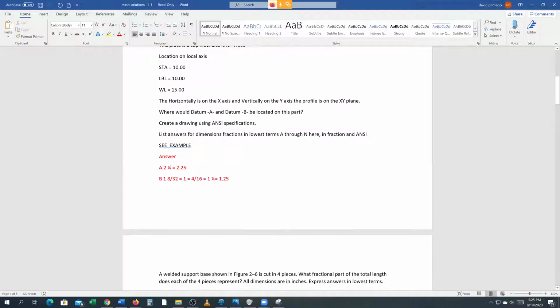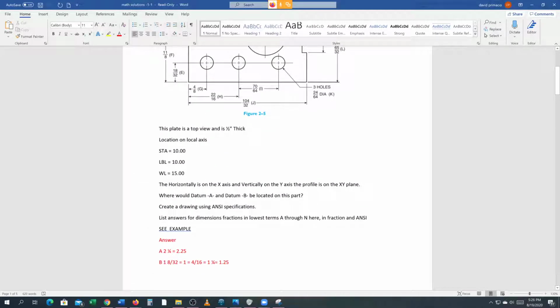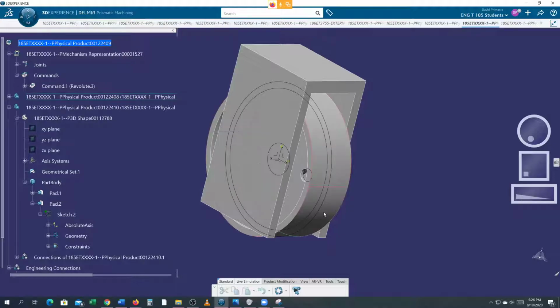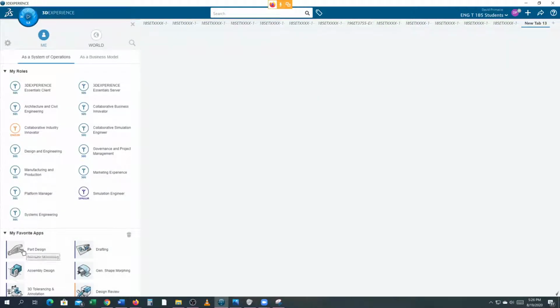Alright, so to start this figure right here, at station, left buttock line, and water line, we would go to CATIA and start a new part. Oh no. I don't seem to be starting a new part.